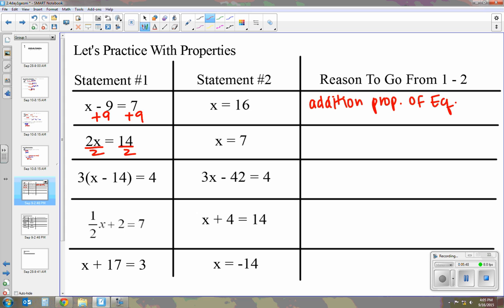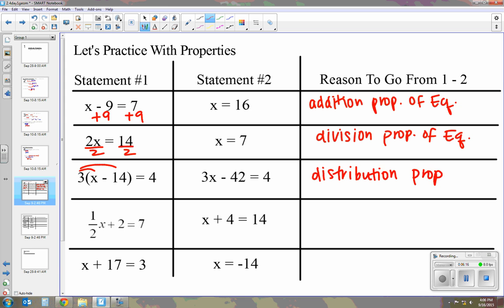Okay. Next up, if we look at this, to solve for x, we would divide. And 14 divided by 2 is 7. So this is the division property of equality. And you must have that property of equality at the end because we are going to be talking about other properties later on. And next, we see those parentheses, so we should think distribute. So we're going to use the distribution property. And remember, this one does not have equality on it. This is special. It does not have equality. It's just the distribution property.